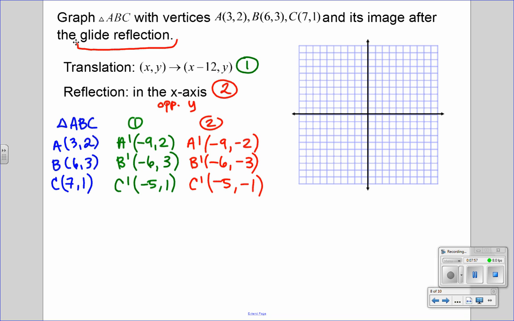And now I'm going to graph the pre-image and then the image. (6, 3) for B. And then (7, 1) for C. And let's graph the image. (-9, -2) for A, (-6, -3) for B, and (-5, -1) for C. And if you notice, the blue got shifted over and then flipped over the x-axis. So we now have our glide reflection graphed.